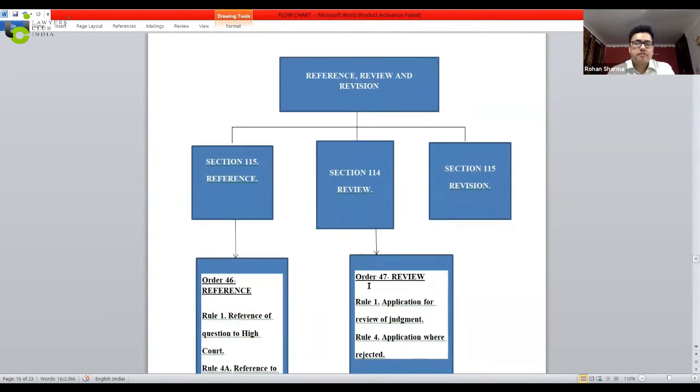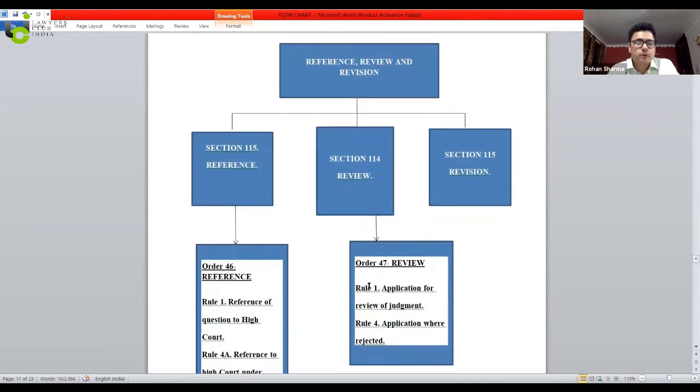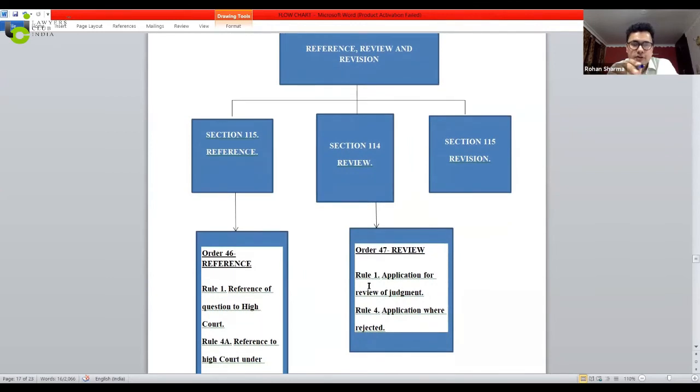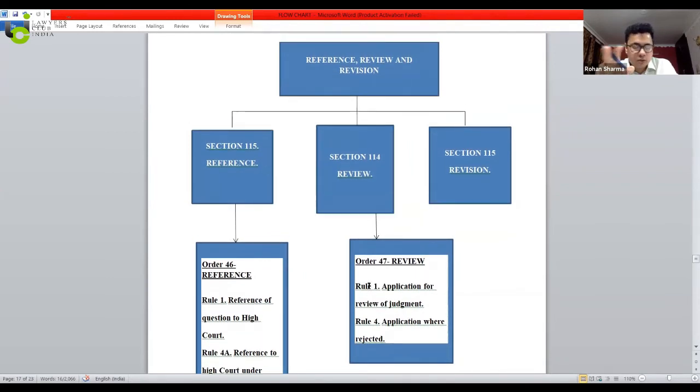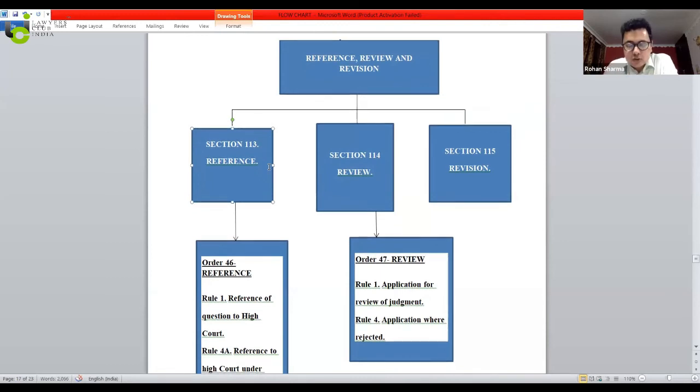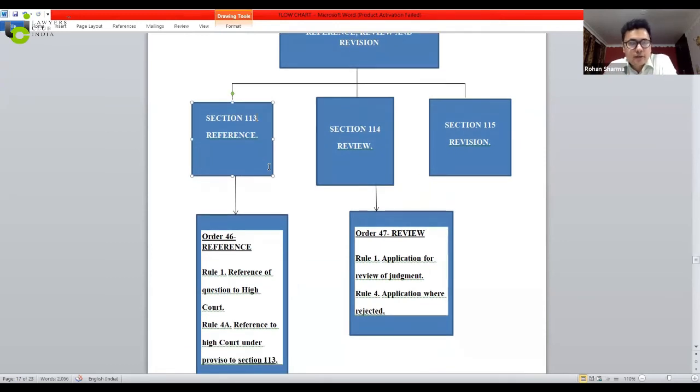Okay. Now reference, review, and revision. Okay, there's a slight correction. The section for reference is Section 113. It's not 115. There's an inadvertent error. Section 113 basically talks about what you call a reference.